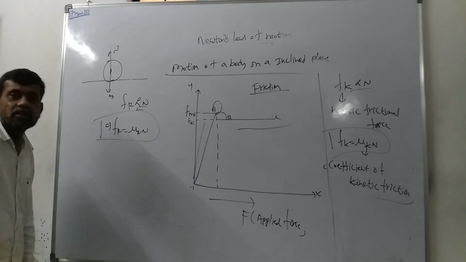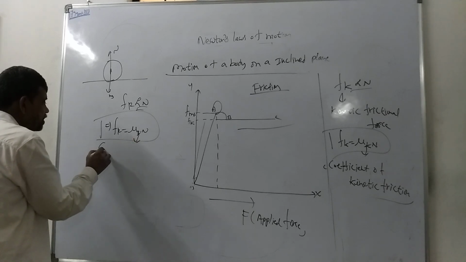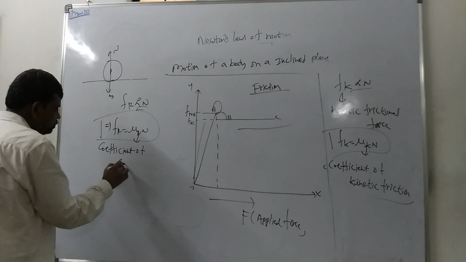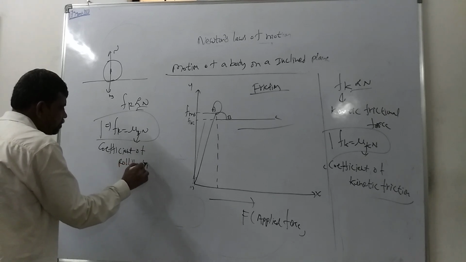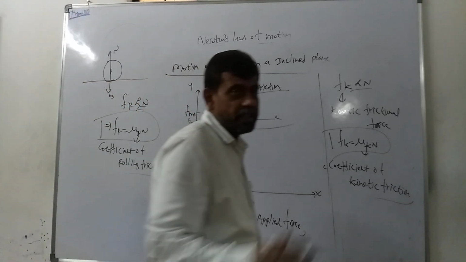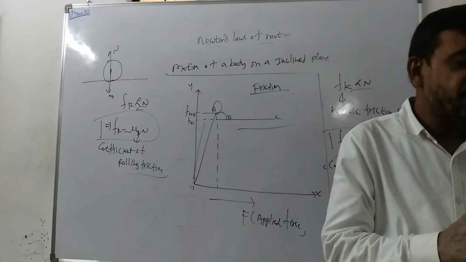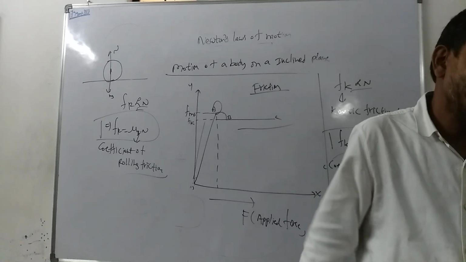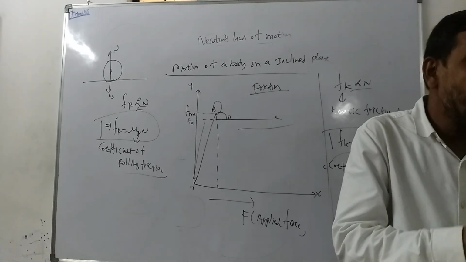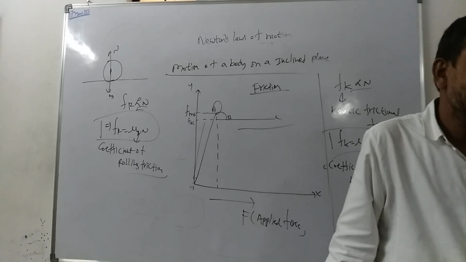What is the mu r? Coefficient of rolling friction. So mu s, mu k, mu r. Among all of these, mu r is very small. Due to that only, machinery parts are constructed with rolling wheels. Even the road vehicle uses rolling wheels because there is less friction between the road and the wheel. Otherwise, heavy friction is generated and fuel is wasted.